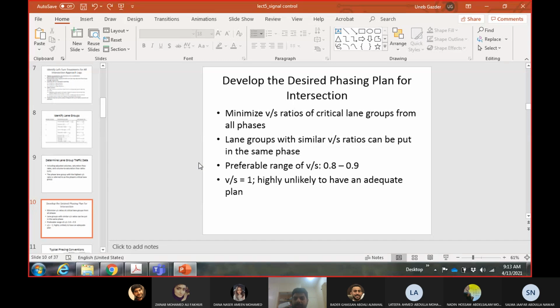Phasing plan means which movements will go on together and which movements will happen in the next phase and so on. And in the phasing plan you have to come up with the minimum V by S, or summation of V by S ratio. Okay, and if with your phasing plan the V by S ratio is 1 or more, that means you will not have any adequate timing for the signal.